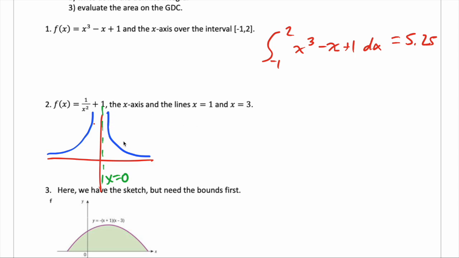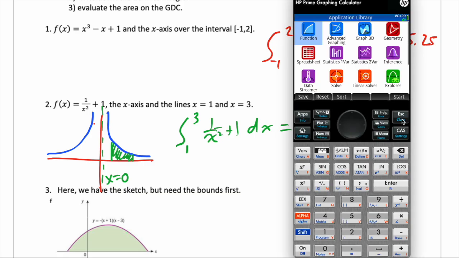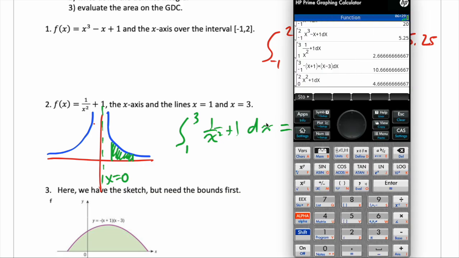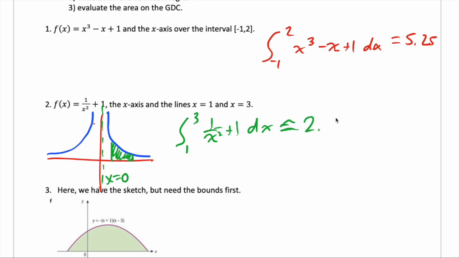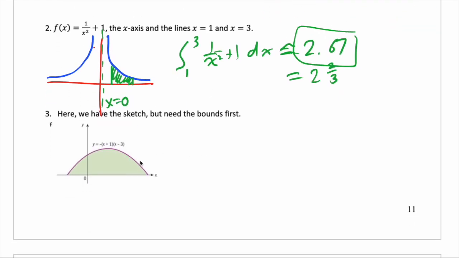But we're going from positive 1 to positive 3. So we're talking about the area of this section. Okay, so the integral from 1 to 3 of 1 over x squared plus 1 dx equals, and I think I have that one already done as well. That is 2.67 approximately. But you might notice that is exactly 2 2/3, but we can leave it like that if necessary.